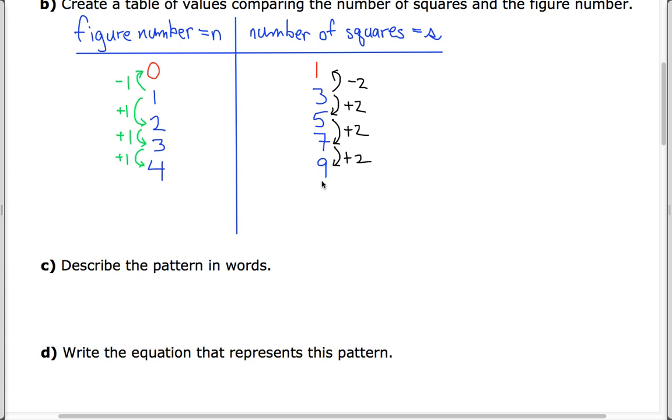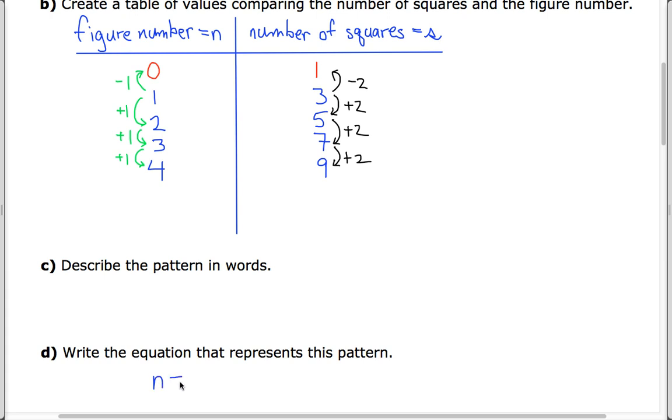And in fact, my preference is actually to come up with the equation first that represents this pattern, and then to talk about this pattern in words. So with all of the relationships that we're going to be looking at in Math 9, they are going to be linear relationships. And we know that it's a linear relationship because there's a constant ratio between the change in the number of squares and the change in the figure number. It's always 2 over 1.